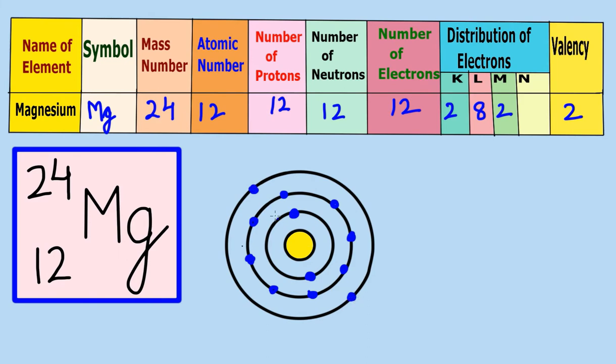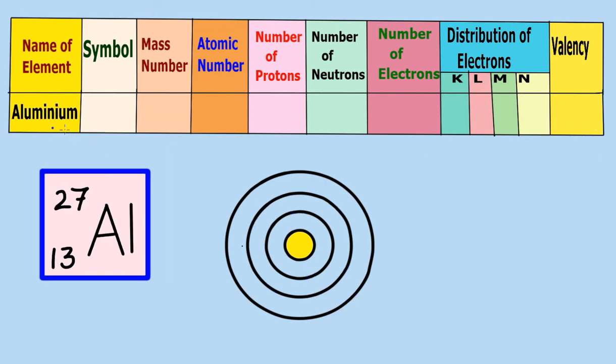So 2 electrons in its outermost shell. This is the electronic configuration of magnesium. Let's discuss aluminium now. What is the symbol of aluminium? Capital A, small l. What is its mass number? 27. What is its atomic number? 13. So number of protons 13, number of electrons 13.